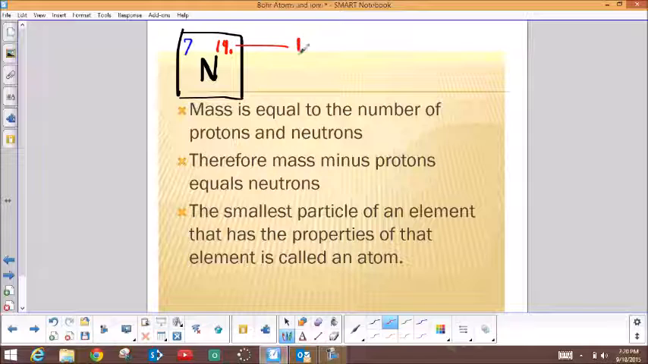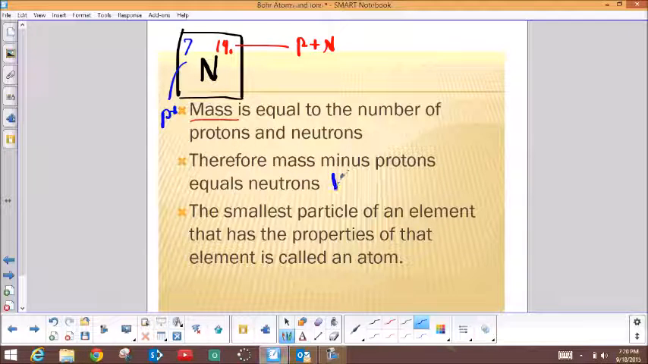So this larger number is the number of protons plus neutrons, and that's called the atomic mass. So the mass is equal to the number of protons and neutrons. This 7 is the number of just the protons. So by looking at the periodic table, I can determine the number of neutrons by doing a math problem of the mass, which is in this case 14, minus the atomic number, or the number of protons, which is 7, and that's going to give me, in this case, 7 neutrons.